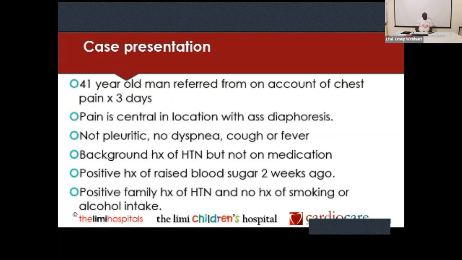One of our patients that we saw recently is a 41-year-old man that was referred on account of chest pain. The pain started 3 days before he got to us. It was central in location with associated diaphoresis. He had no fever, there was no pleuritic chest pain. There's background history of hypertension, but he has not been on any treatment for this. 2 weeks before presentation, he was also found to have elevated blood sugar, and treatment was not commenced at the time we saw him. There was family history of hypertension. He neither smoked nor takes alcohol.